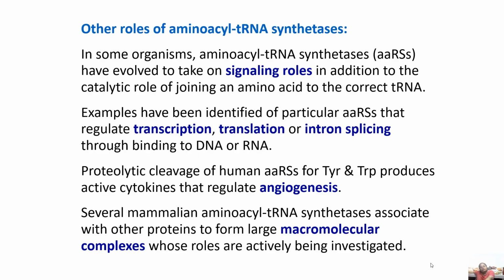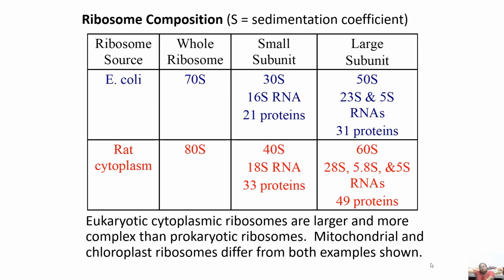Now, other roles of amino acid tRNA synthetases. In some organisms, amino acid tRNA synthetases have evolved to take on signaling roles in addition to the catalytic role of joining an amino acid to the correct tRNA. Examples have been identified of particular AARSs that regulate transcription, translation, or intron splicing by binding to DNA or RNA. Proteolytic cleavage of human AARS for tyrosine and tryptophan produces active cytokines. Several mammalian amino acid tRNA synthetases associate with other proteins to form large macromolecular complexes whose roles are actively being investigated.